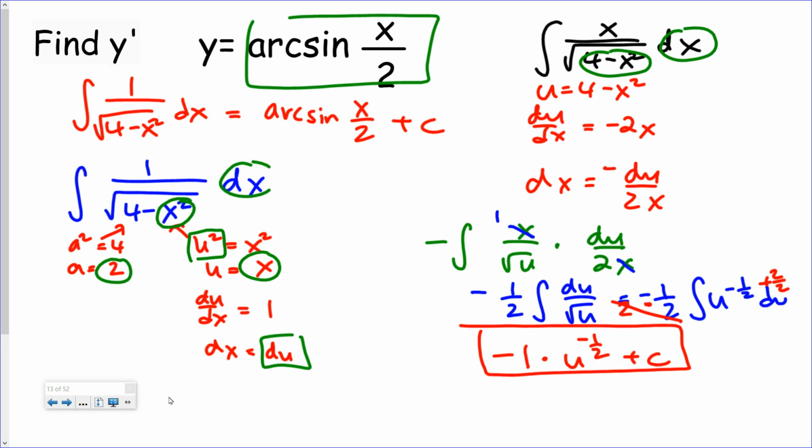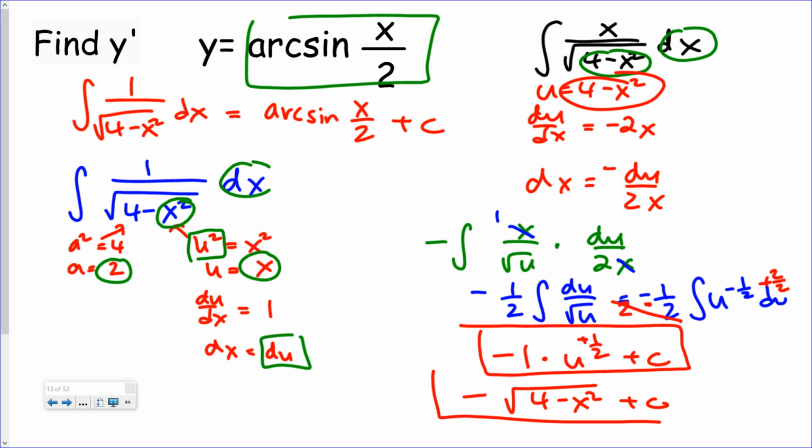Okay, but it's the wrong answer. Why is it the wrong answer? You need to plug your u back in. Is this negative? It's a positive. Sorry. This is negative 1 times u to the positive 1/2 plus c. Okay, if I substitute my u back in, what's u in this problem? Yeah, so it's the square root of 4 minus x squared plus c. And so that is my answer for this problem.